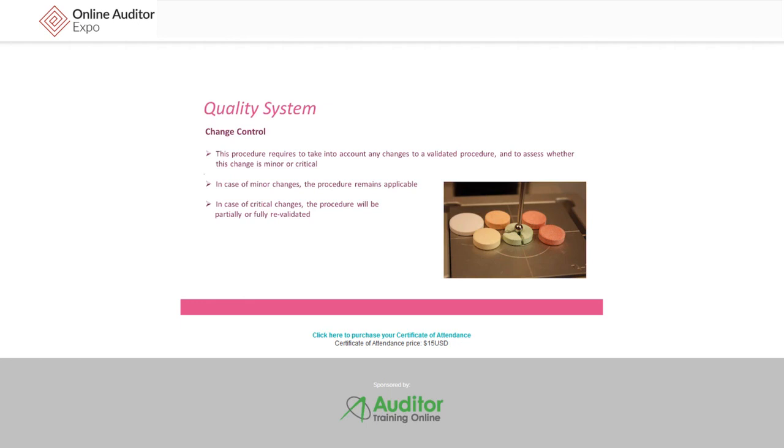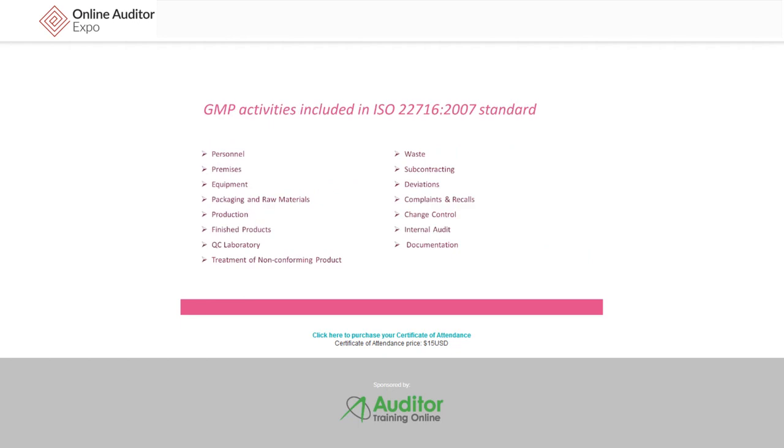Change control. This procedure requires you to take into account any changes to a validated procedure and to assess whether the change is minor or critical. In case of minor changes, the procedure remains applicable. In case of critical changes, the procedure will be partially or fully revalidated. And again, all the changes need to be made through change control.